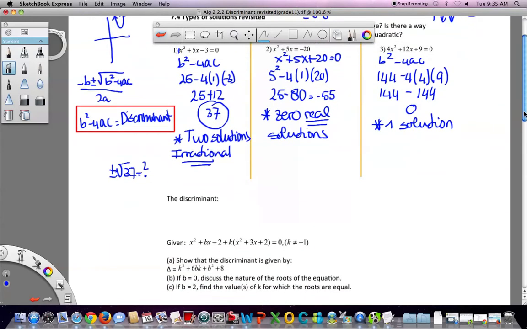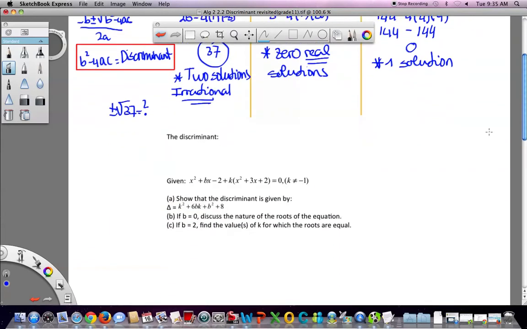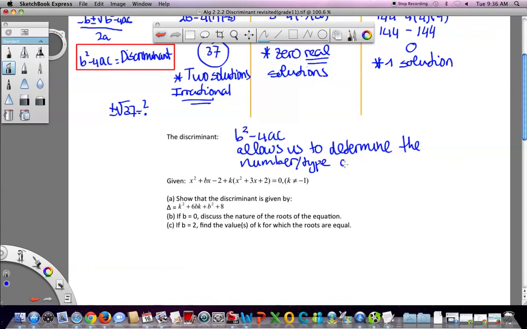Let's move on. So that means that the discriminant is b squared minus 4ac. Okay, and it allows us to determine the number, and actually the type as well, the number and type of solutions.